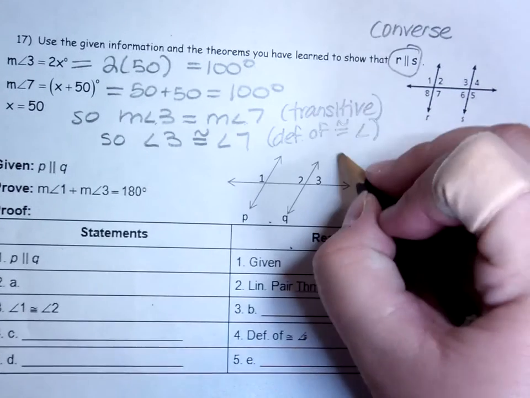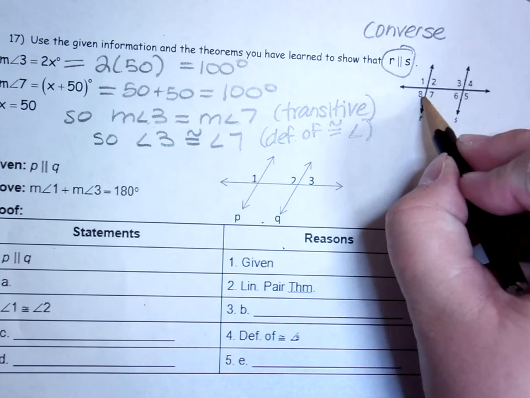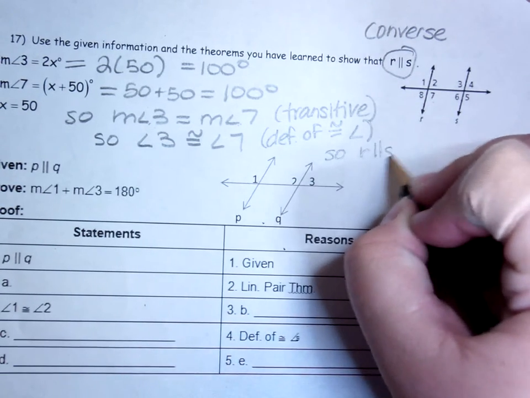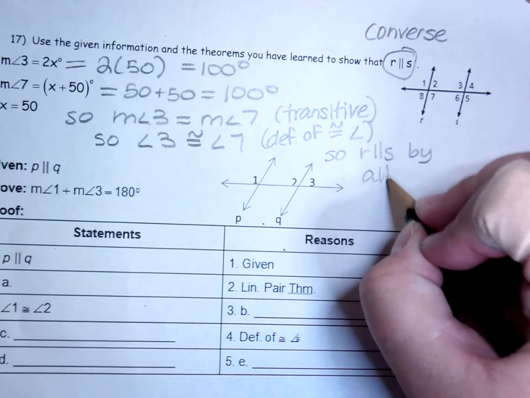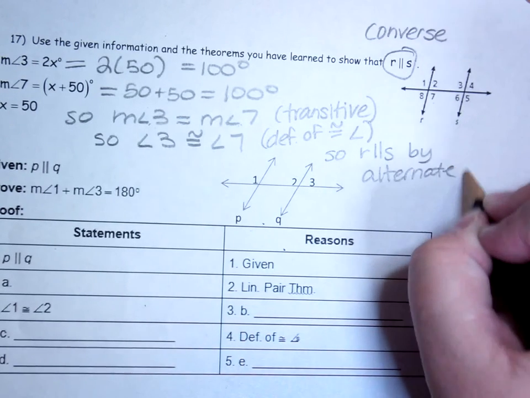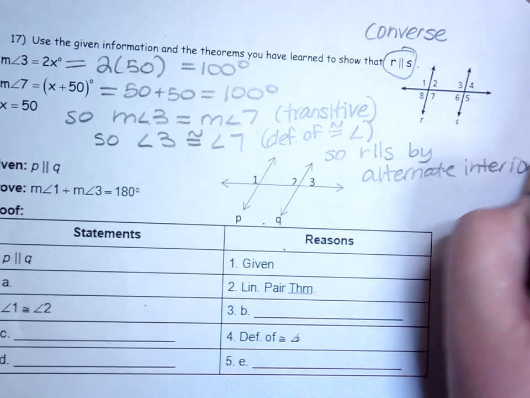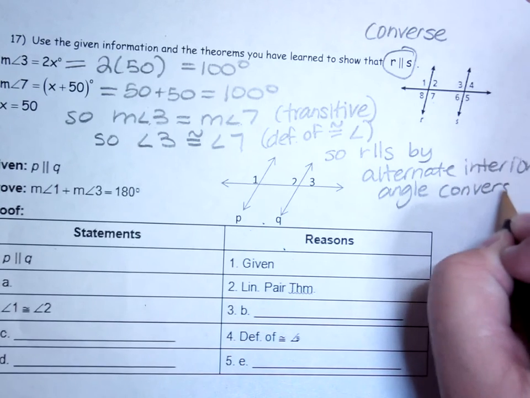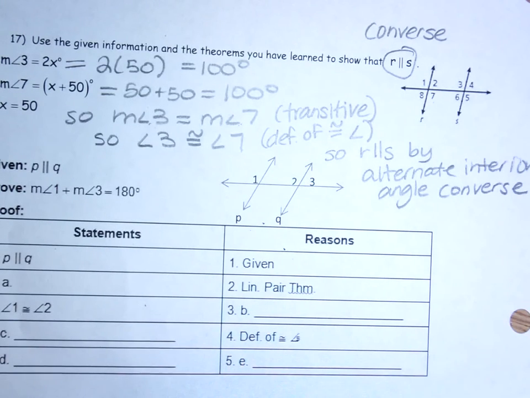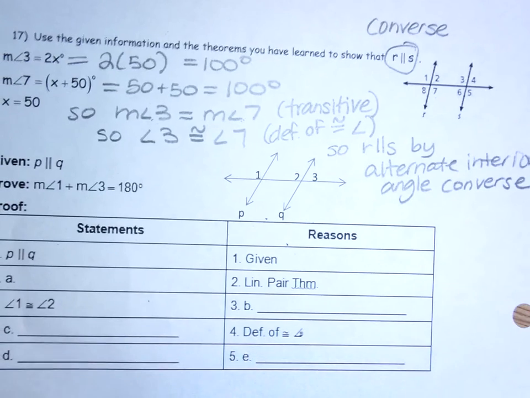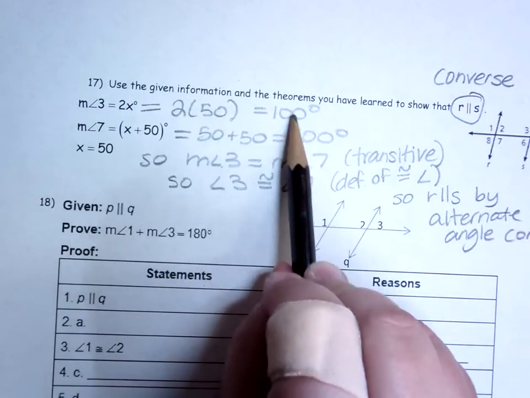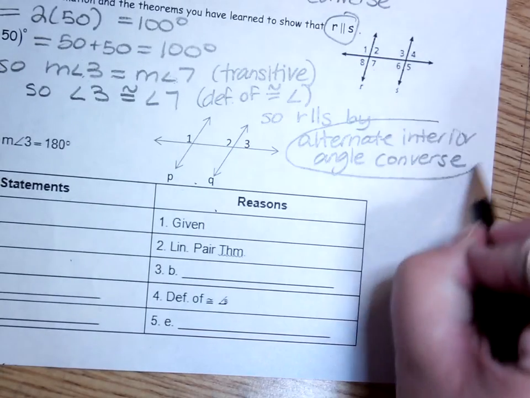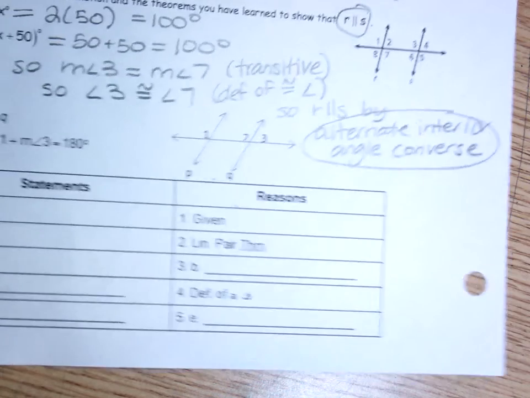Okay, and so then I would say, what kind of angle pair is 3 and 7? It's alternate interior angles. So I'd say, so R is parallel to S by alternate interior angle converse, or the converse of the alternate interior angle theorem. Okay, and you may not have to show quite that much work, but you need to at least show me that you're plugging these in and that you see that they're the same, and that means the alternate interior angles converse says the lines are parallel.